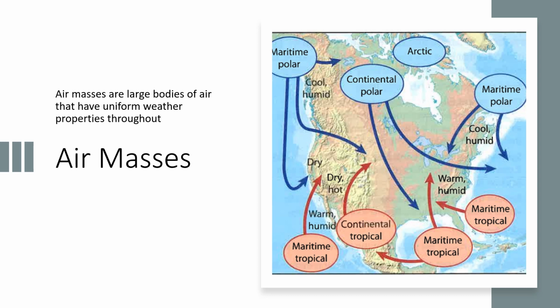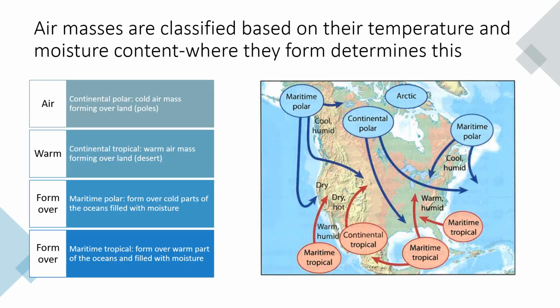We have to remember that weather is almost a minute by minute sort of thing, versus climate, which is far longer of a period of time. But these air masses move in and they're here for a minute, they're here for an hour, they're here for a day. But that's kind of how weather works. So air masses are classified based off of their temperature and their moisture content.